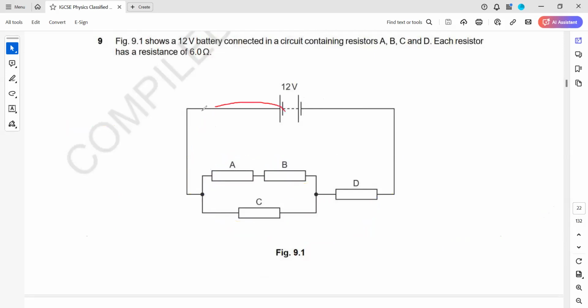So this 1.2 will divide between the branches, but what will the current be here? 1.2. And then the 1.2 will return.